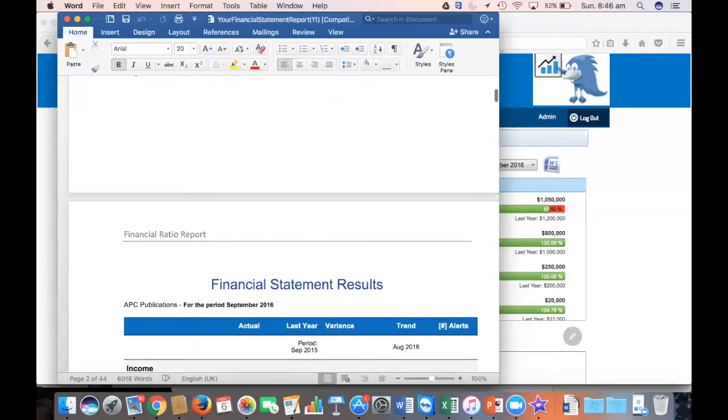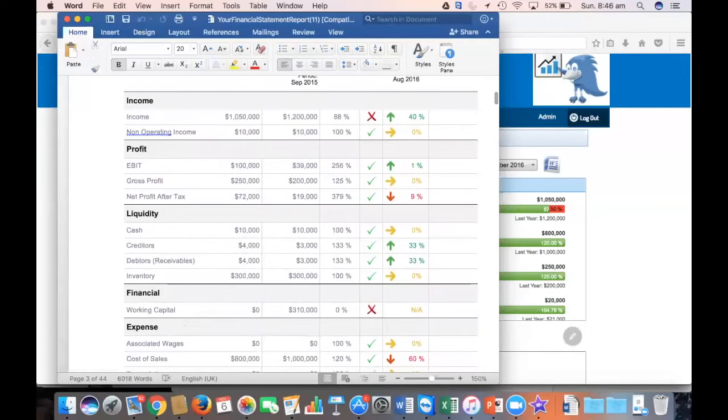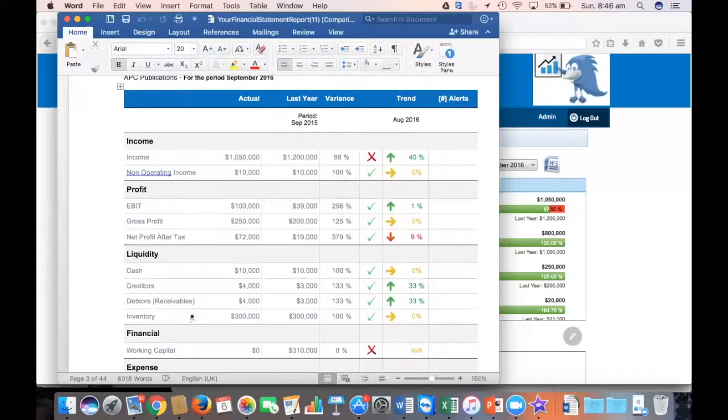Okay, let's look at the report. It's designed so it's easy on the eye, to quickly give you a snapshot on how you are performing. The report in this case is comparing with last year.